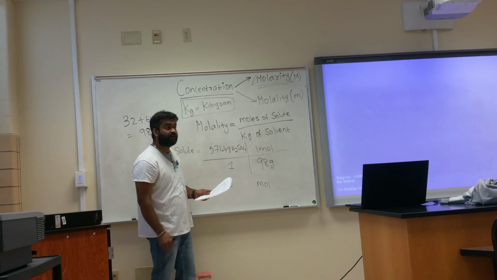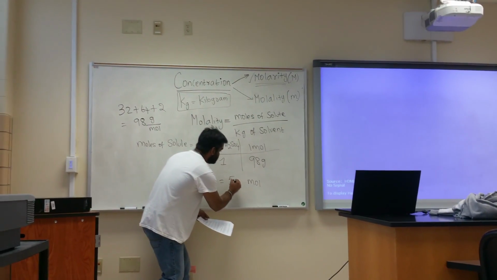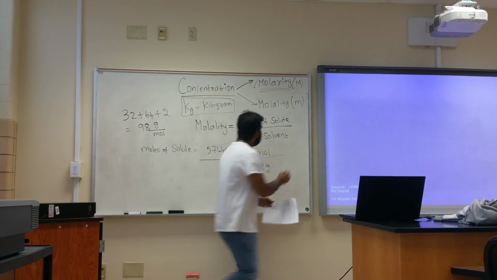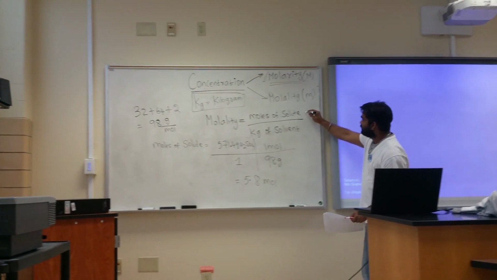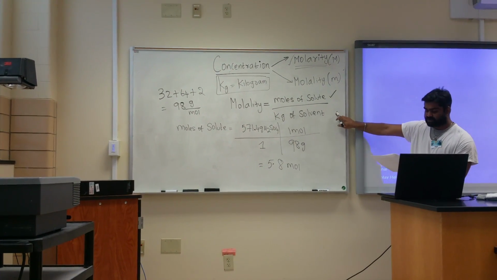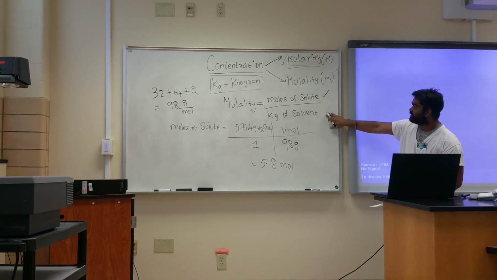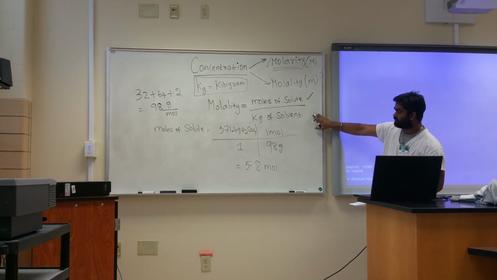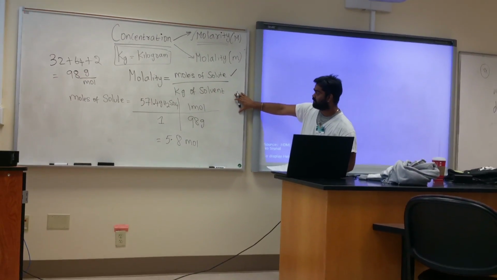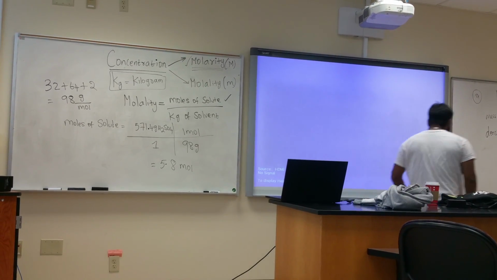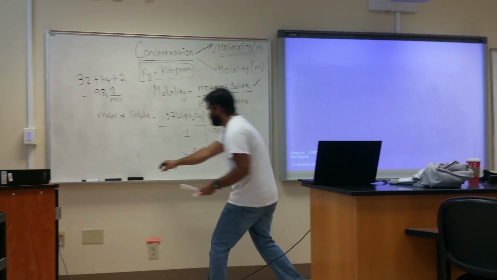What's that? 5.8. So on this molality problem, we know this. We're going to also do 14 if any of you want to stay. That is also a molality problem. There's two ways to solve molality. So we know the top. If we can finish the bottom, we're done with the problem.